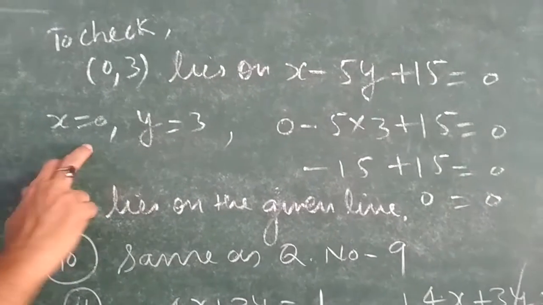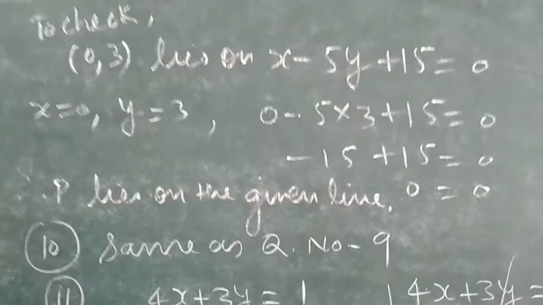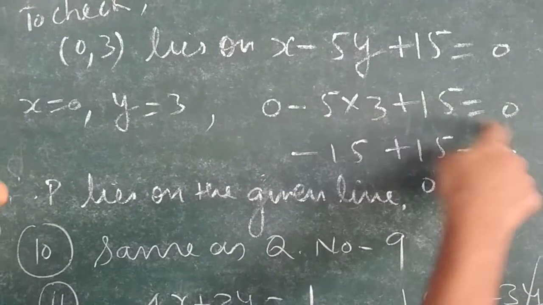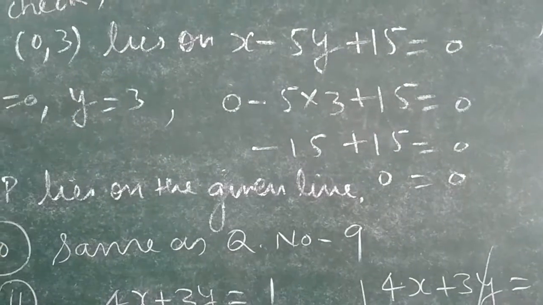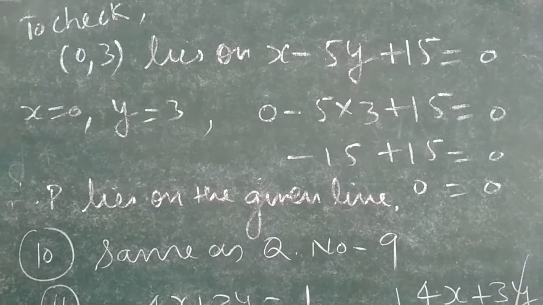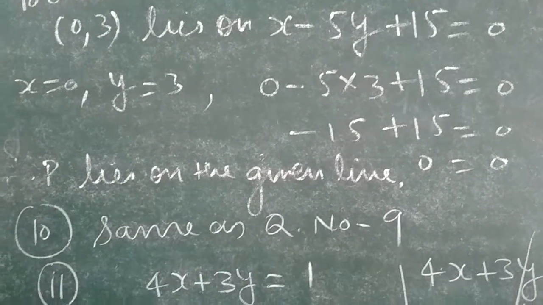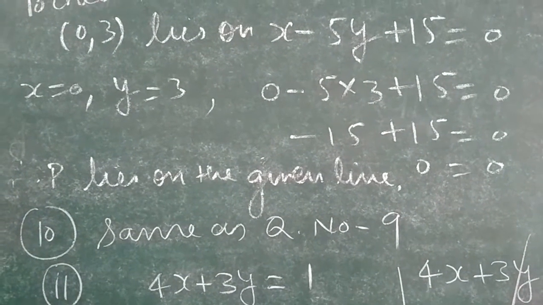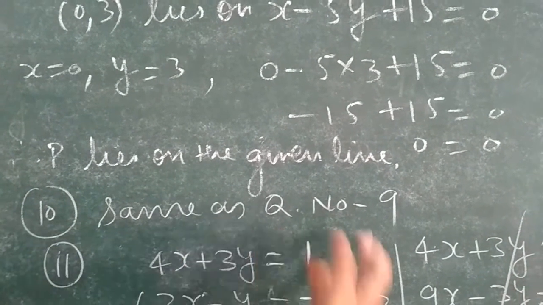Then we put x equal to 0, y equal to 3, now putting in the given equation: 0 minus 5 into 3 plus 15 equal to 0, it is minus 15 plus 15 equal to 0. So you see that left hand side you get 0, right hand side already it is equal to 0. So both sides are equal. Therefore you can say that P lies on the given line, because this point satisfies the given equation. Now question number 10 is the same as question number 9.